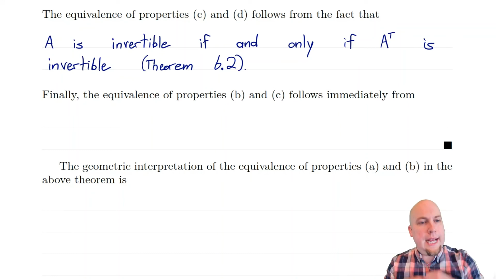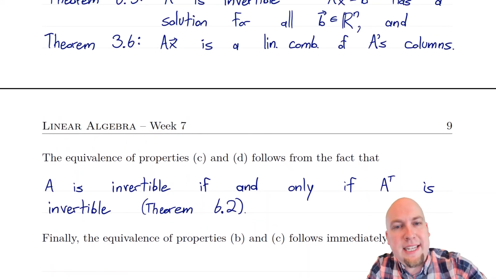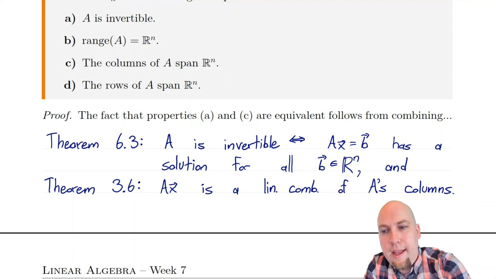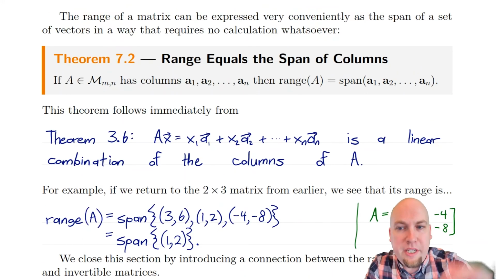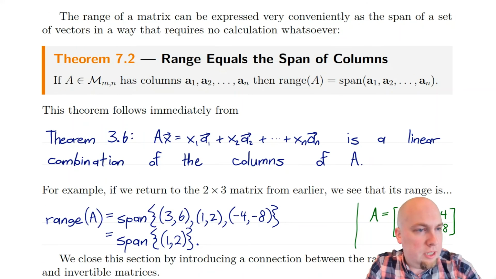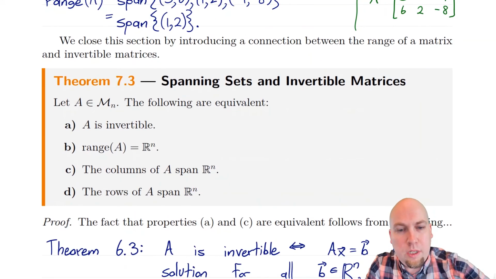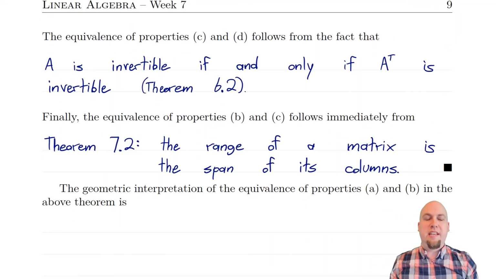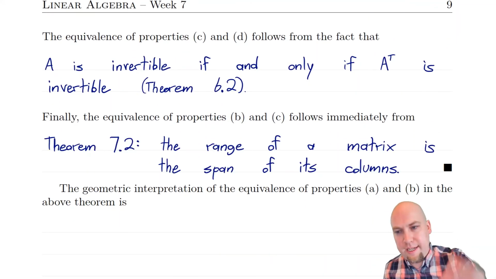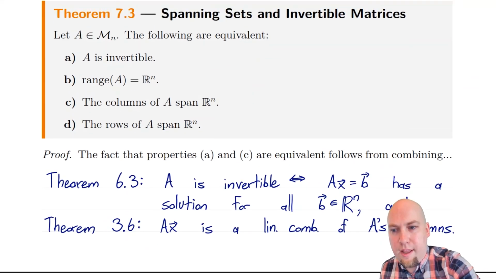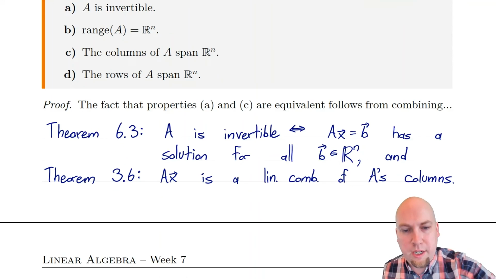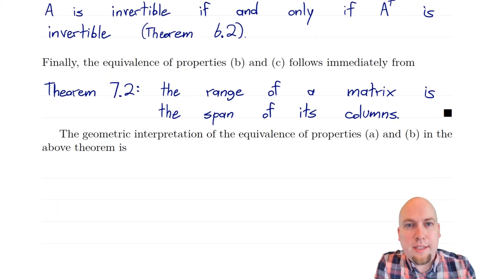All right, and then the last one, we're going to show that properties B and C are equivalent to each other. So we're going to show that the range equaling all of Rn is the same as the columns of A spanning all of Rn, and this follows immediately from our previous theorem, theorem 7.2. The range is the span of the columns. So if one of them equals all of Rn, then the other one has to equal all of Rn as well. This is just theorem 7.2, the theorem back one page. This set here, range of A, is equal to the span of the columns. So one of them equals Rn if and only if the other one equals Rn. Okay, so that does it for the proof.